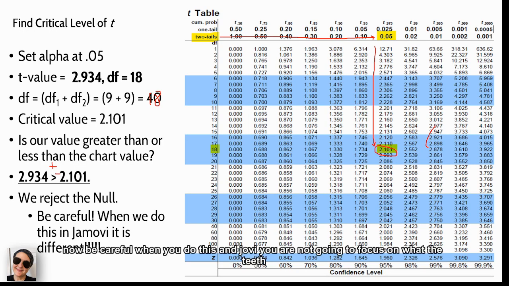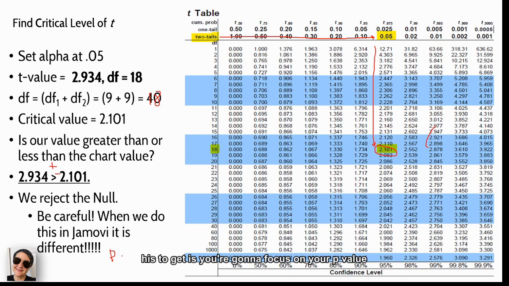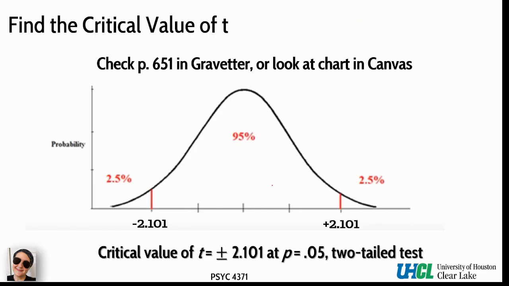Now, be careful. When you do this in Jamovi, you are not going to focus on what the t statistic is. You're going to focus on your p-value, okay? So in your Gravetter book, which is the chapters that I have uploaded for you, it's not a required textbook for purchase. I did include chapters 6, 7, and 8 in a link. You could see a chart with the t-values, or you can look at the chart I'm going to put in Canvas, or you can Google it.